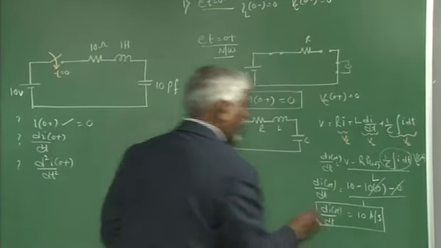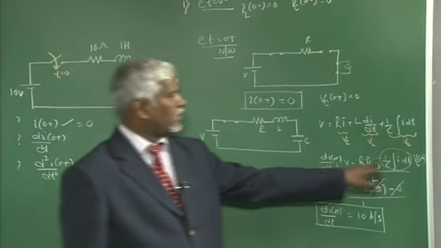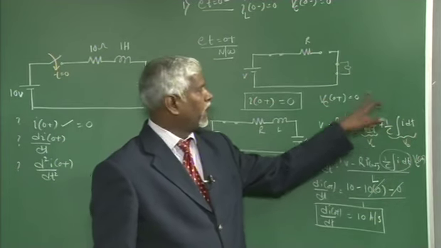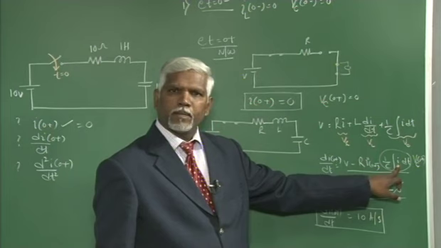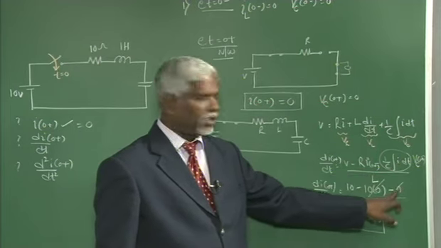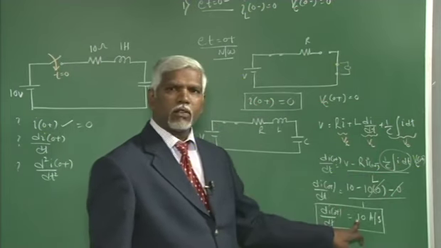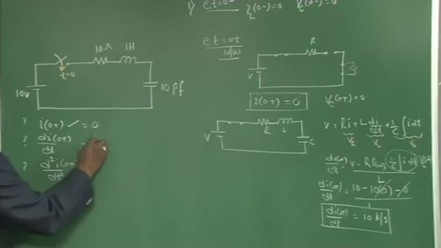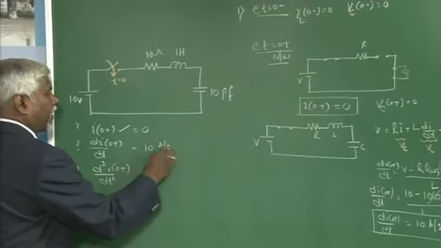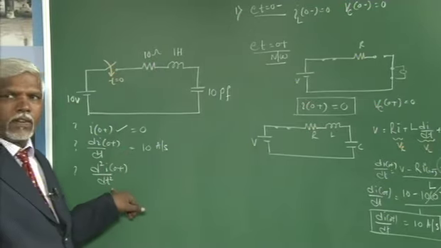This is how you need to evaluate. A small change: instead of taking it as 1 by C integral, it is nothing but a voltage. What you calculate, the voltage across the capacitor, is 0. Substitute that value here, which is nothing but 0. Simplify this with the actual values, and you will get the value of di by dt, which is 10 amps per second.